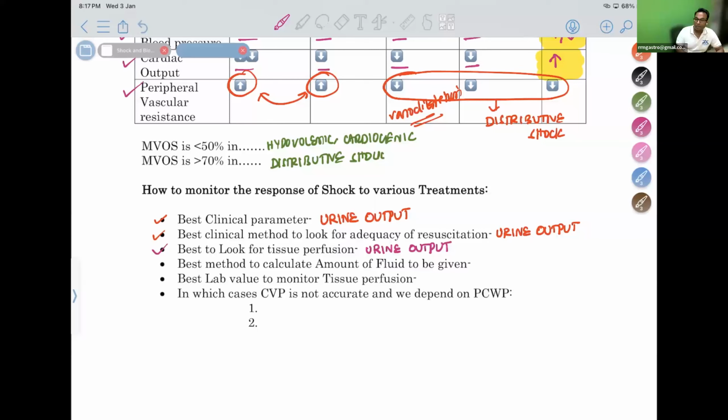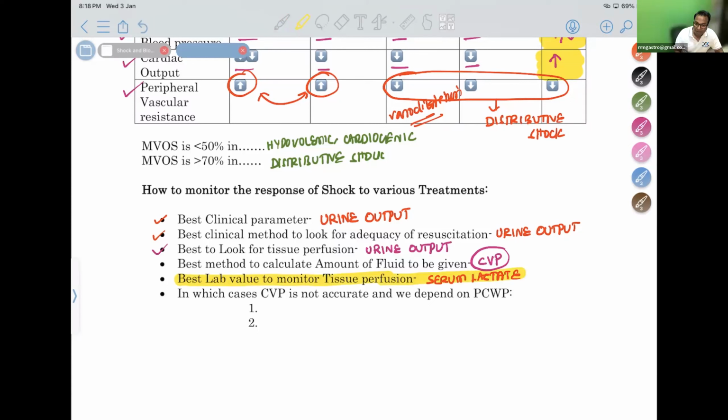Best lab value to monitor tissue perfusion: what is the best lab monitor? It is serum lactate. All these are asked as repeat MCQs. Serum lactate is the best lab value. Clinically and overall, the best answer is urine output, but if they ask for a lab value, it is serum lactate. In two situations, CVP is not accurate, so I have to go for pulmonary capillary wedge pressure. Because in those two situations, in the above shocks, CVP is not accurate. What are the two cases? In which of these cases is CVP not accurate?